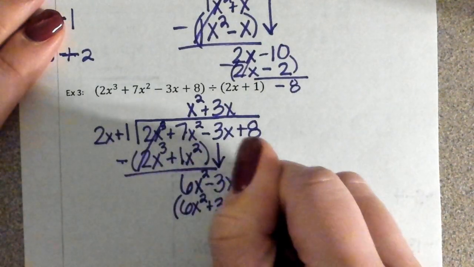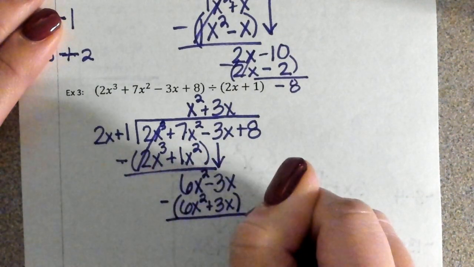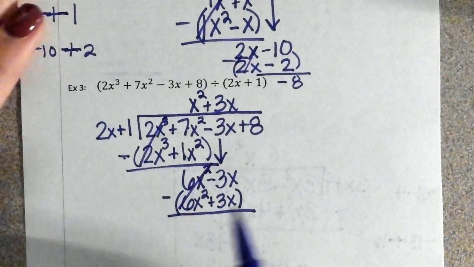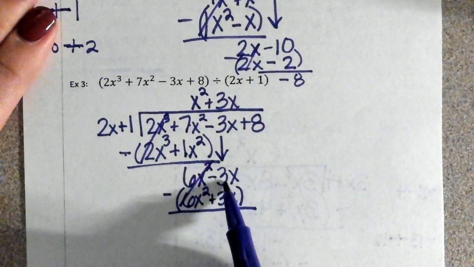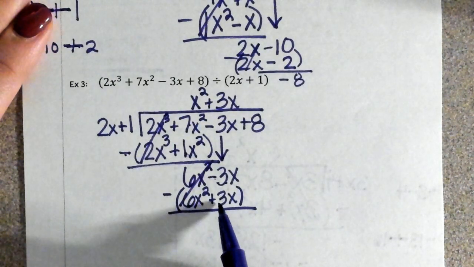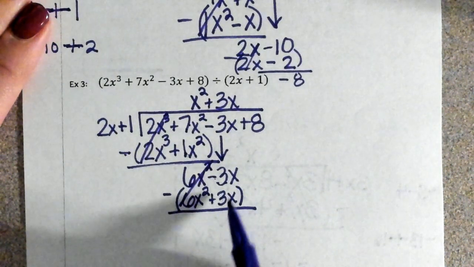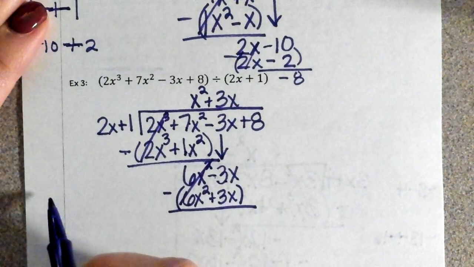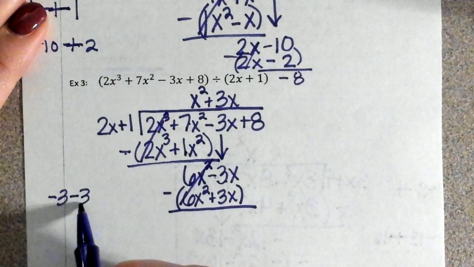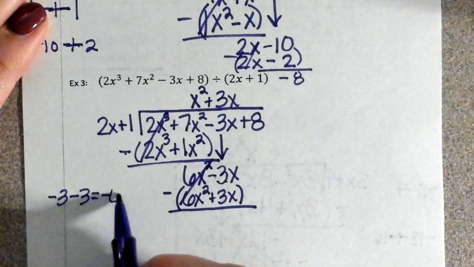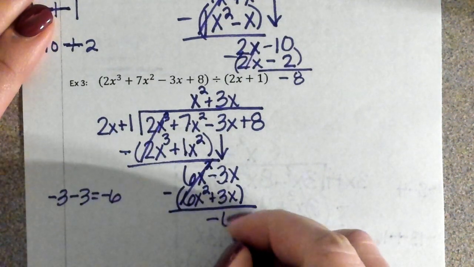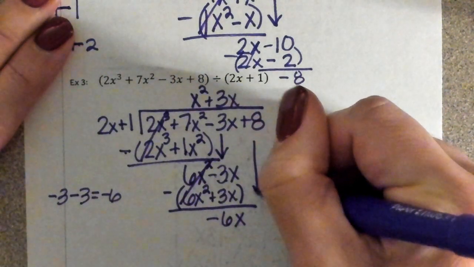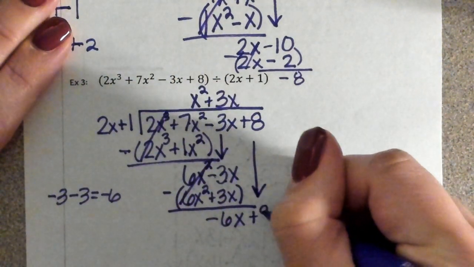Then we subtract. So we have negative 3 minus 3. I know you look at that and you want to say, oh, it cancels out to 0, but not really. Negative 3 minus 3 is negative 6. So this is negative 6x. And then we bring down the plus 8.